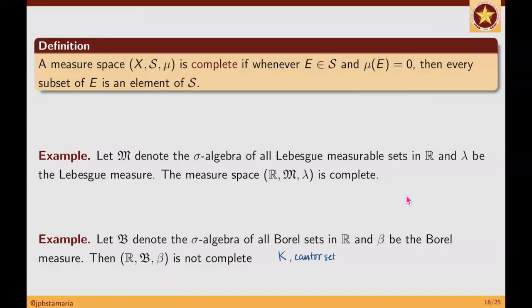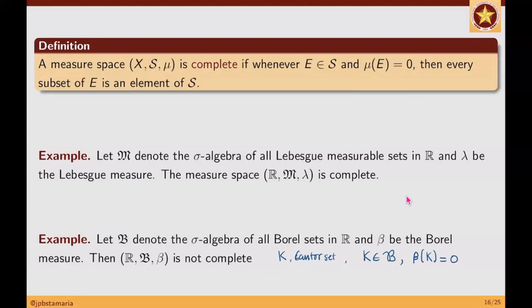This is Borel. The Cantor set is Borel, because it is an intersection of closed sets, if you can remember its construction. Its Lebesgue measure is actually 0, and therefore its Borel measure is 0.